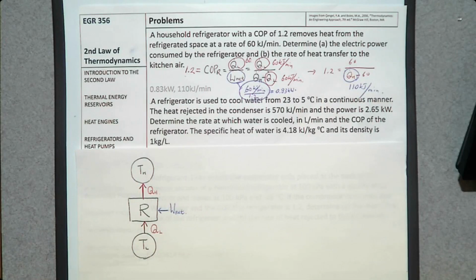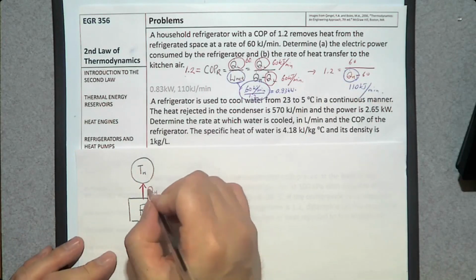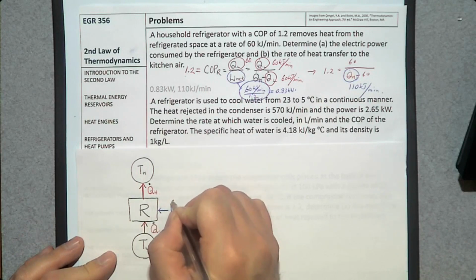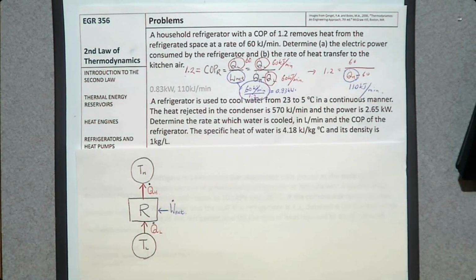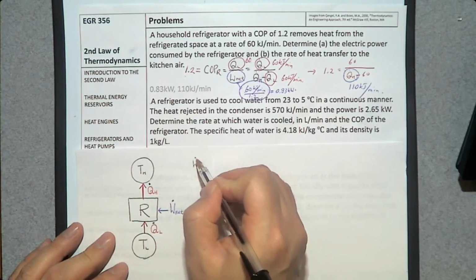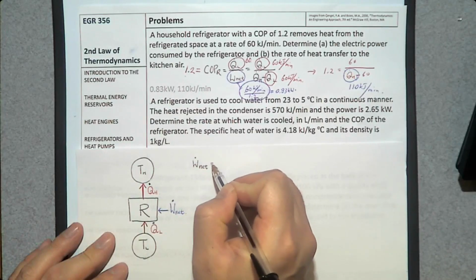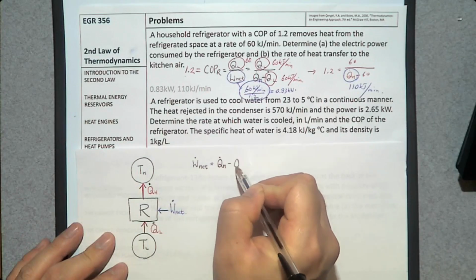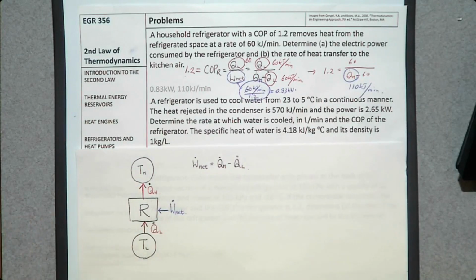If we use rate form, we can add that on top of it. Then the energy balance equation is W dot net is Q dot H minus Q dot L.